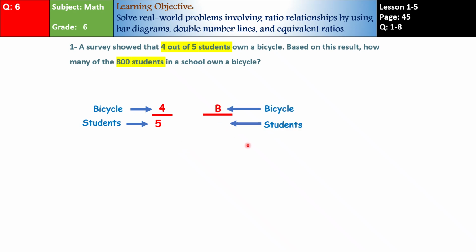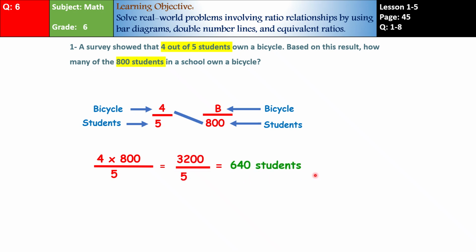If the total is 800, we are going to multiply 800 by 4 and divide by 5. Now we know that 8 times 4 is 32, so it will become 3200 divided by 5. Now you will do long division and your answer will be 640. So there are 640 students in a school who own a bicycle.